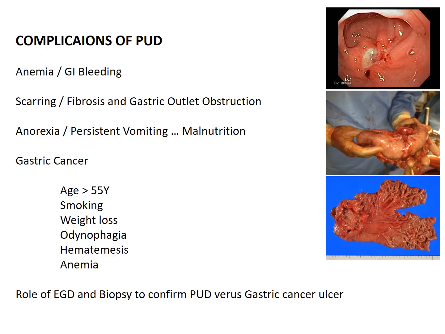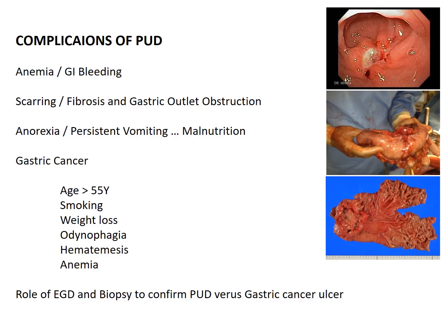So look at the 3 surgical specimens here. Look at the endoscopy. Look at the surgical specimen of the stomach being removed. And then look at the specimen in the pathology lab, and you can see that those ulcers can become extremely large and extremely devastating.